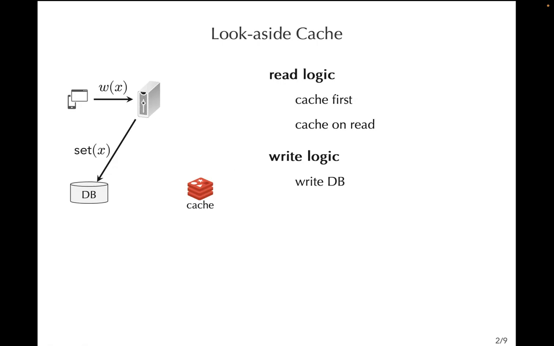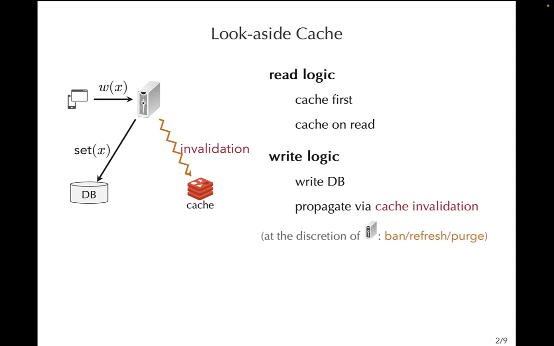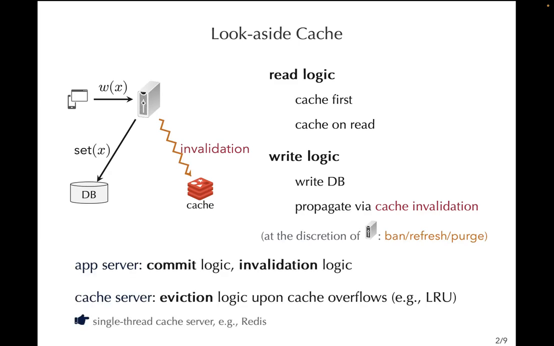A side cache doesn't really participate in the write logic. Instead, the application server commits updates to the database directly and then propagates the changes to the cache according to the cache invalidation protocols. So in essence, a side cache doesn't really implement any of the write logic. The only part it implements is the cache replacement policy to evict cache items when cache overflow happens.